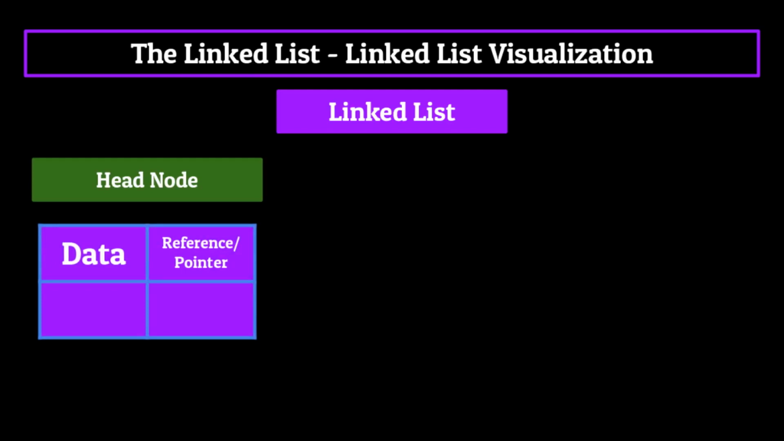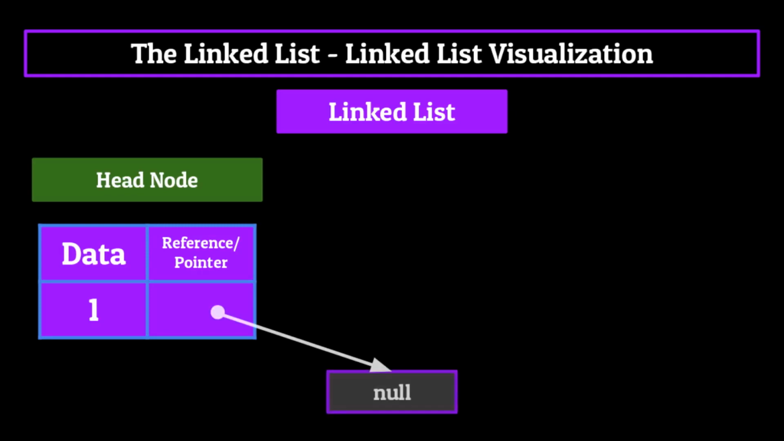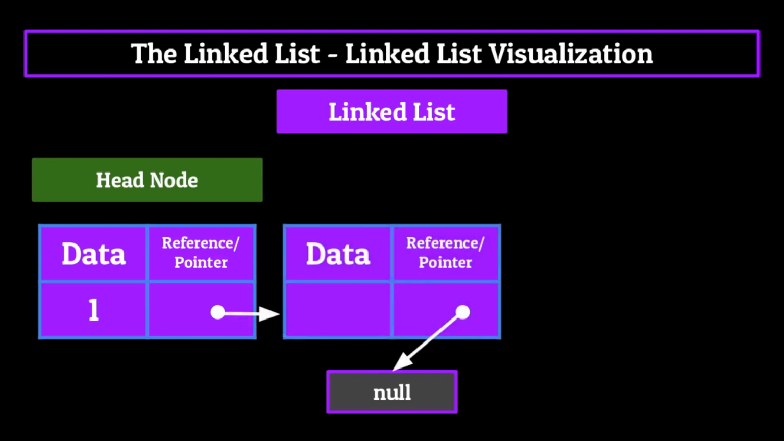For now, let's just store the integer 1 in our head node. Now, since this is the only node so far in our linked list, the head node will simply point towards a null value, which is just to say it's not pointing anywhere. Essentially, it's pointing to nowhere and just being used as a placeholder until we actually give it something to point towards. Let's do that by adding another node to the linked list and store the integer 2 inside of it.